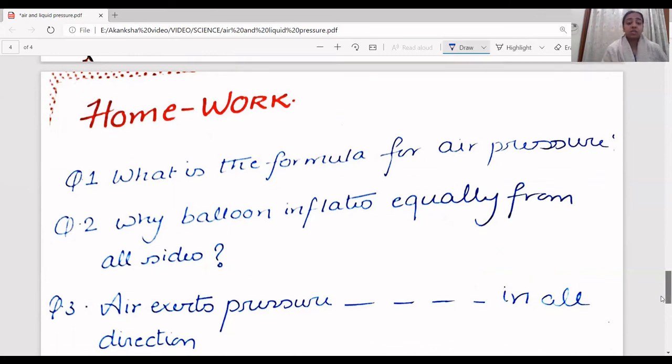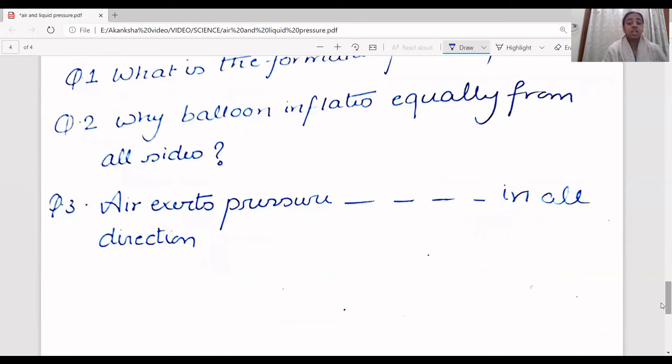So there's one more question. Air exerts pressure equally in all directions. Fill in the blanks. We'll be writing equally. So this is the answer.